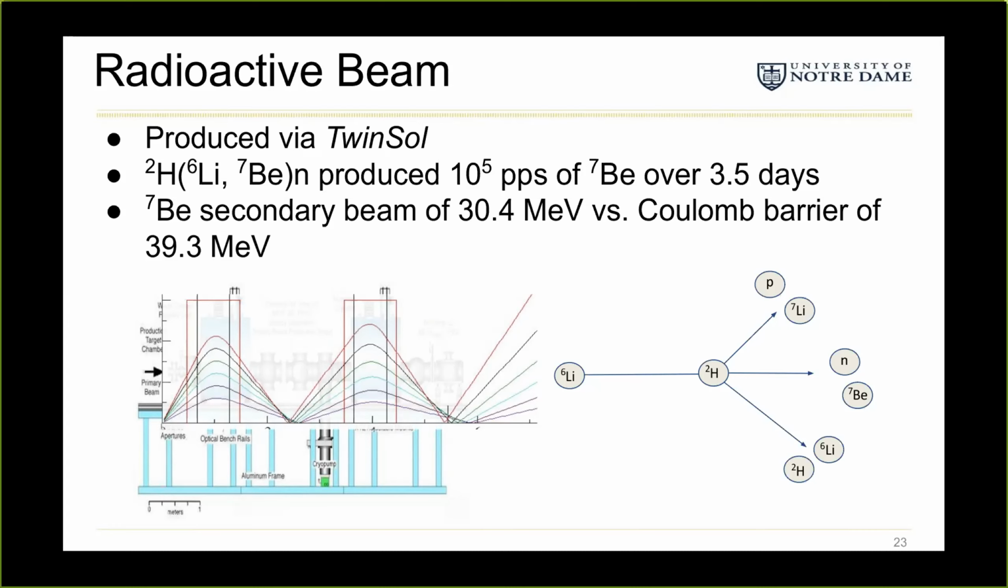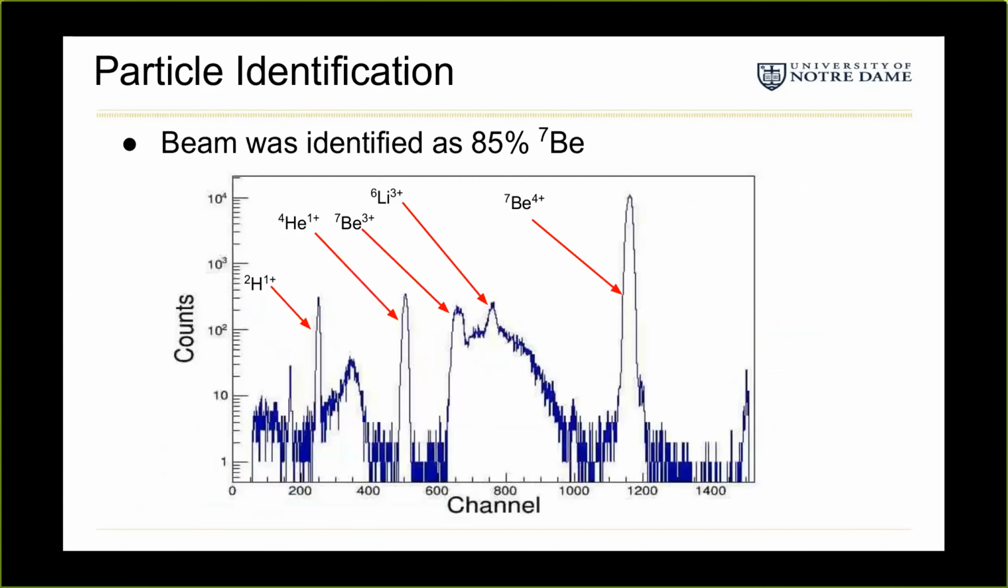We had a beam of 10 to the 5th particles per second of beryllium-7, and we ran for 3.5 days in this experiment. Just as another note, the beam energy of this beryllium-7 was 30.4 MeV, which is well below the Coulomb barrier of 39.3 here. So again, we're trying to stay in that safe region. We don't want nuclear components to our excitation.